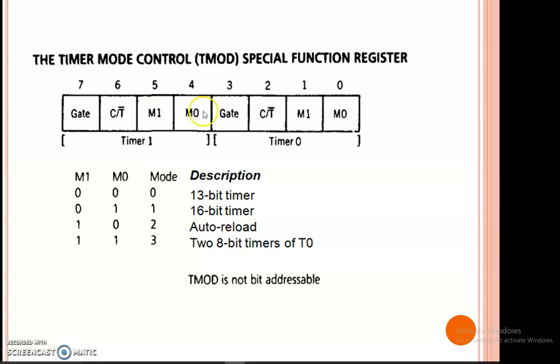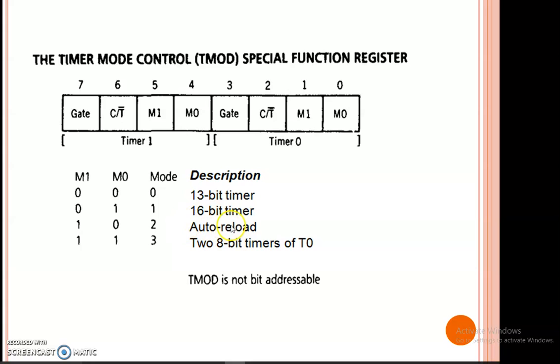Next is M1 and M0. These 2 bits are used to select the mode of the timer. So just look at this table. If M1 and M0 are 0, 0, you are selecting mode 0. What is a mode 0 timer? It is a 13-bit timer. You know very well the timers are 16-bit timers, but if you select mode 0, you are working with only a 13-bit timer. Then 0, 1, you are selecting mode 1, and here you are using a 16-bit timer.